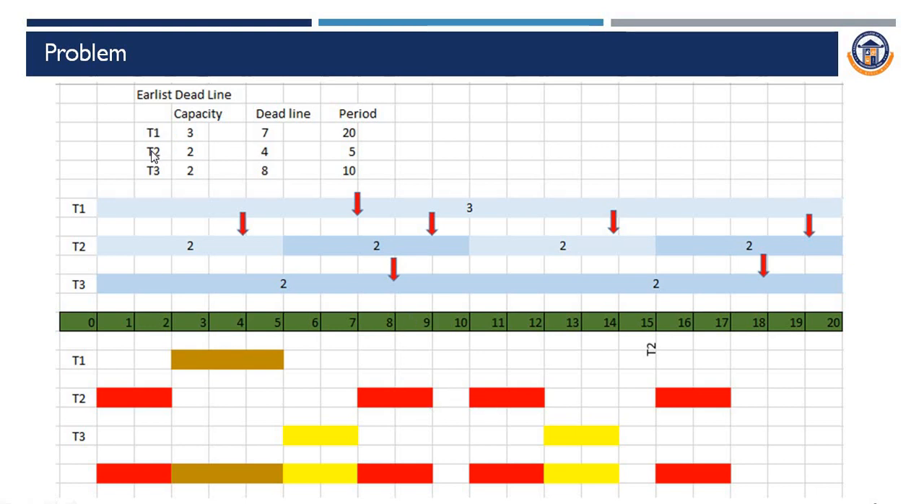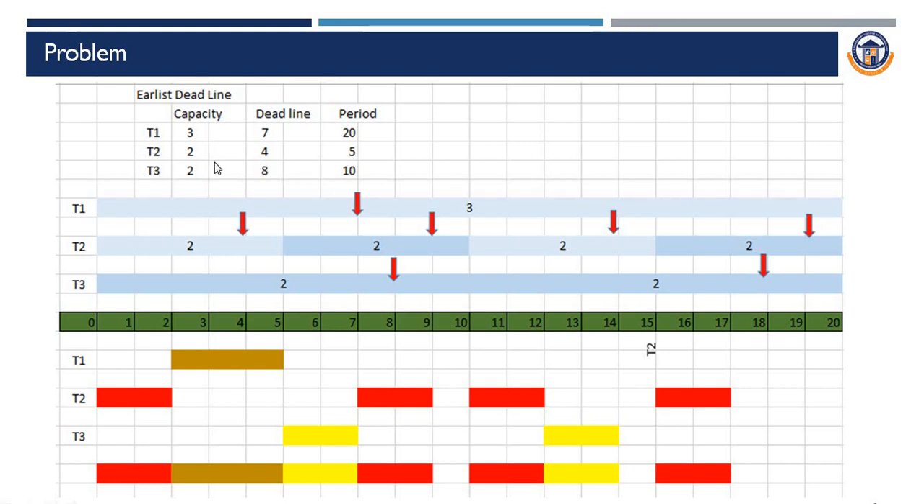Next, the priority will be assigned to T1. T1 has already processed its 3 units, only 3 units. So the priority will be assigned to T3. For every 10 units, it has to process 2 units. For the first 10 units, it has already processed 2 units. So after 10 only, it can process again.